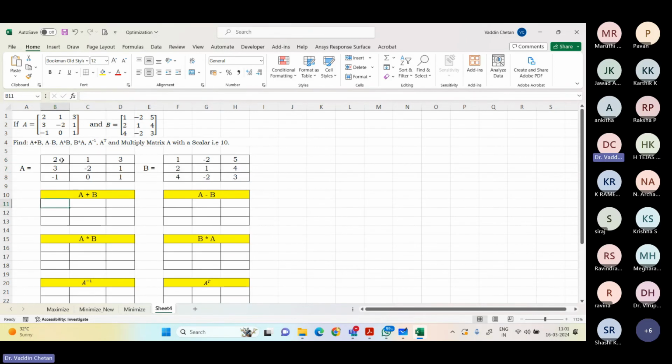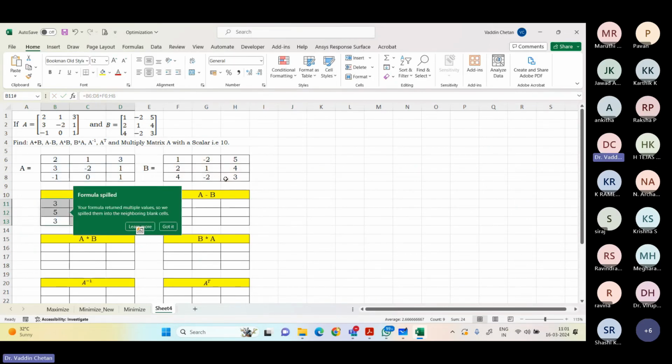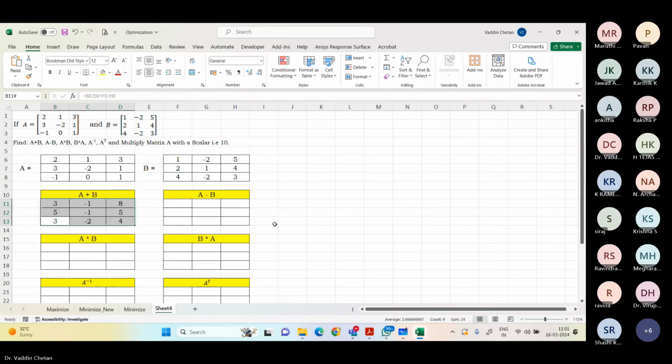And if you sum two 3 by 3 matrices, the resultant matrix will also be a 3 by 3 matrix. So select a 3 by 3 range, press F2, is equal to this plus this. Enter. And actually here in the newer version of Excel, automatically it has executed at all locations.